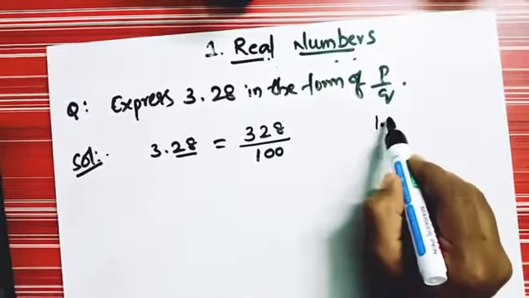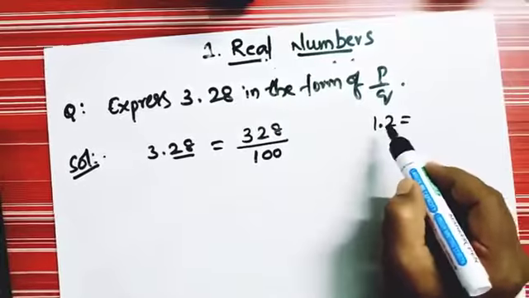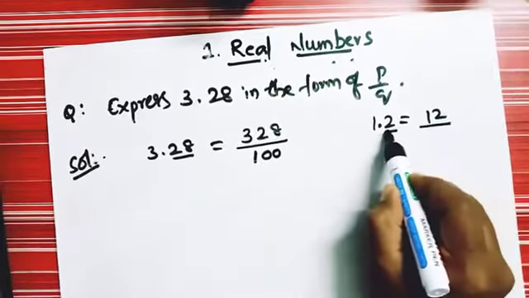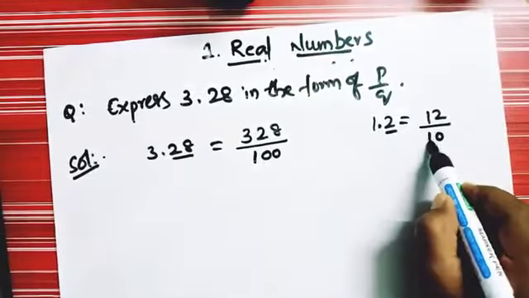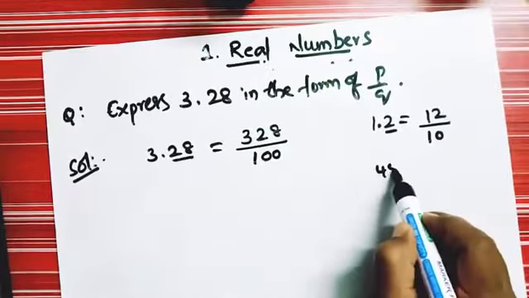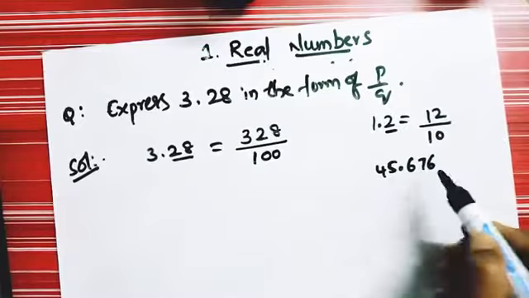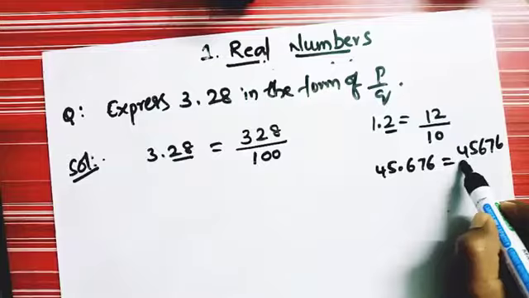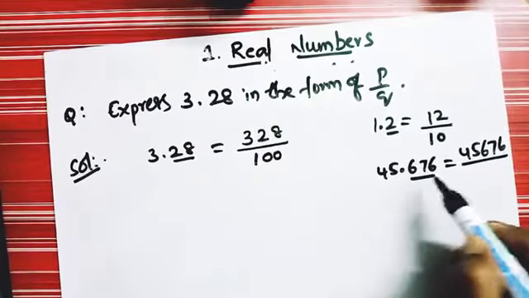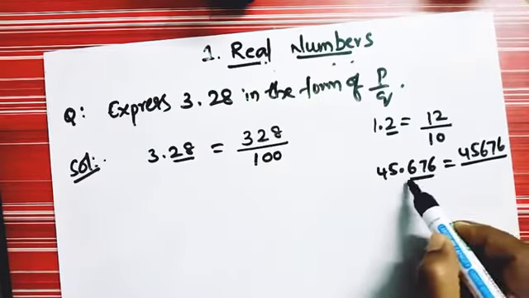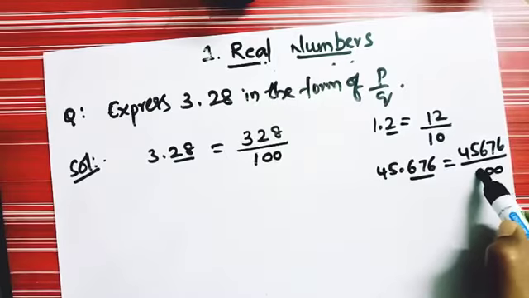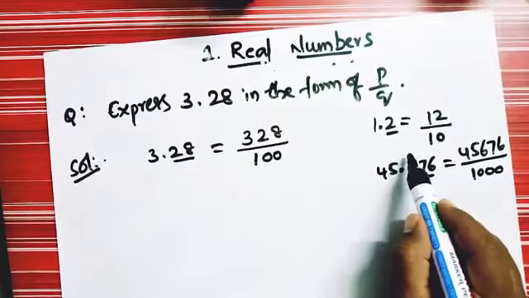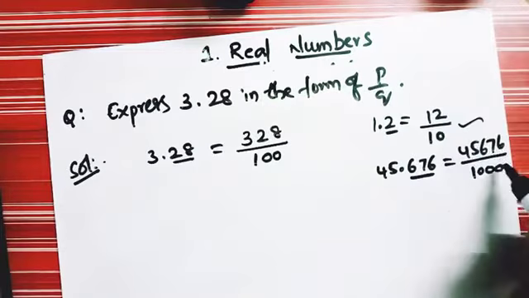For example, 1.2. How will we represent this in p by q form? First of all, we write the total number, that is 12. In the decimal part we have only 1 digit, so you should keep 1 zero. If it is 45.676, you should first write the total number 45676, and in the denominator, in the decimal part here we have 3 digits, so in the denominator you will get 3 zeros, that is 1000. So like this we are representing the decimal number in the form of p by q.